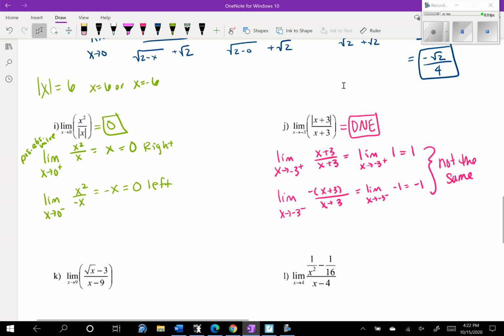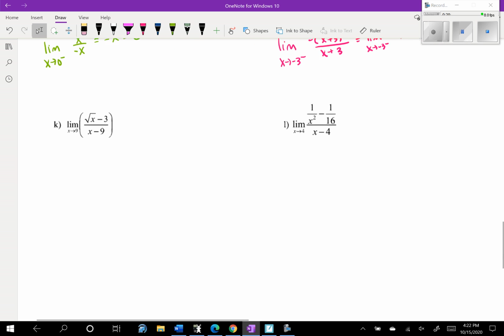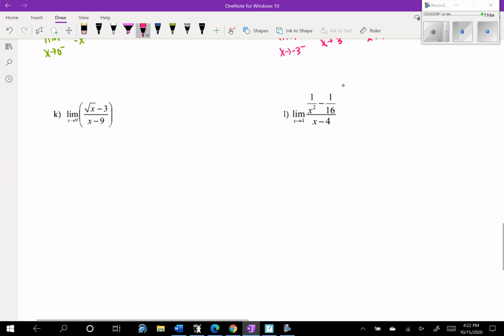All right, so for the next one, same thing. If I look at this limit and I plug 9 in, we get the square root of 9, which is 3, minus 3, 0 in the numerator, over 9 minus 9, which is 0. So we have 0 over 0, which means there are some algebraic things we can do to get rid of that so that we can simplify and find the limit.